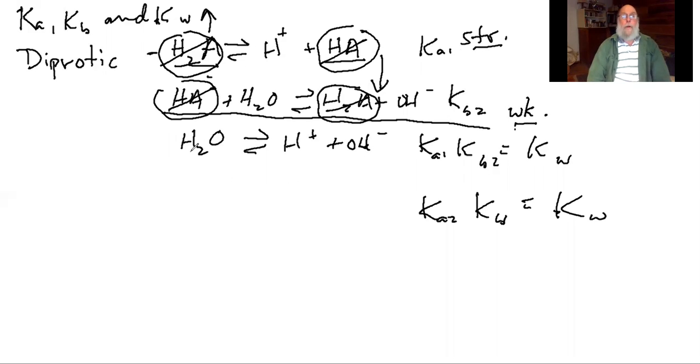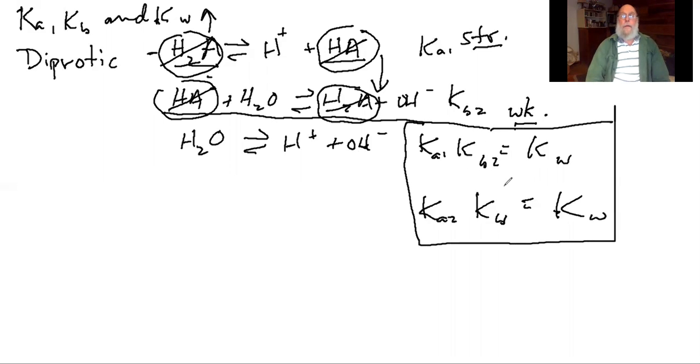And if you have a triprotic acid, it'll be the strongest acid and the weakest base, the intermediate acid and the intermediate base, and the weakest acid and strongest base. So the basic idea is the same here. And so I think that's all we need to know for now.